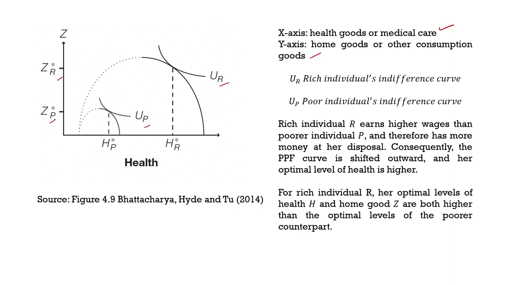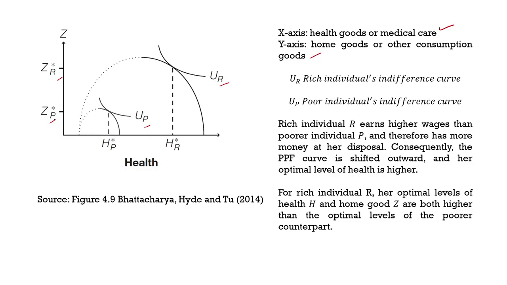Let me remind you here that we have already seen the utility function, where individuals prefer consumption of medical goods or health goods and other consumption goods. Sometimes these other consumption goods are also referred to as home goods. So, on the y-axis, Z refers to the home goods or other consumption goods, and on the x-axis, H refers to the health improving goods or medical care.